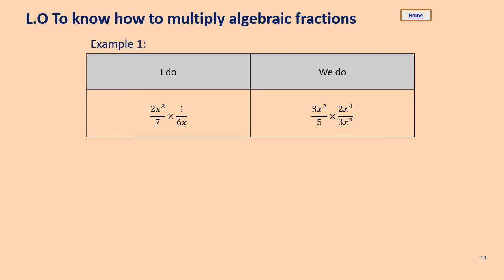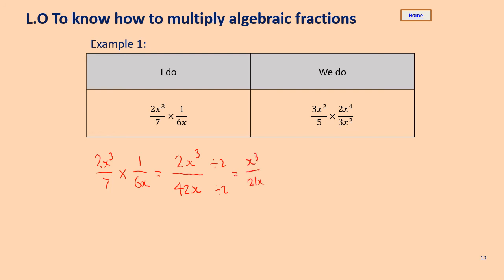Right, final example. We've got 2x cubed over 7 times by 1 over 6x. And again, multiply the top two, so 2x cubed times 1 gives 2x cubed. 7 times 6x gives 42x. And this is similar to the example you did in the we do last time, where we can cancel out numbers. So 2 and 42 share a common factor of 2. So divide top and bottom by 2. That gives me x cubed over 21x.